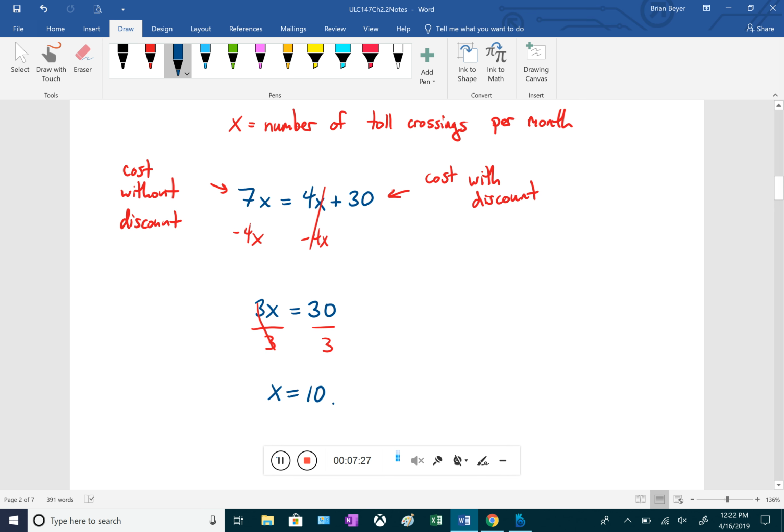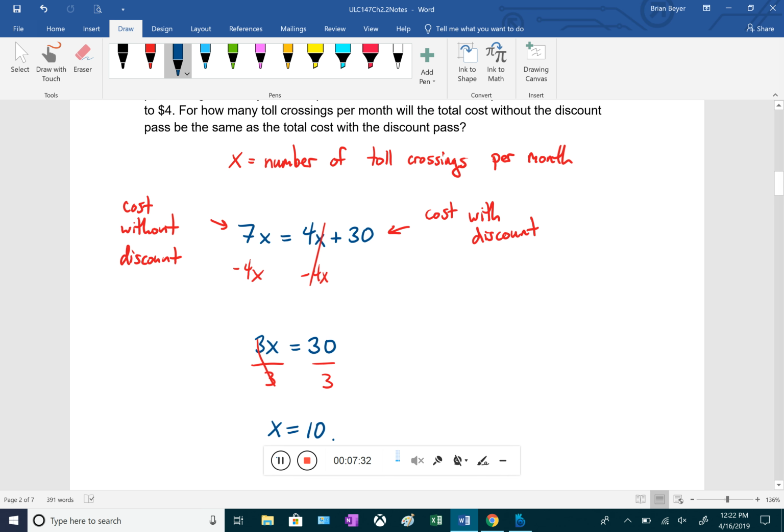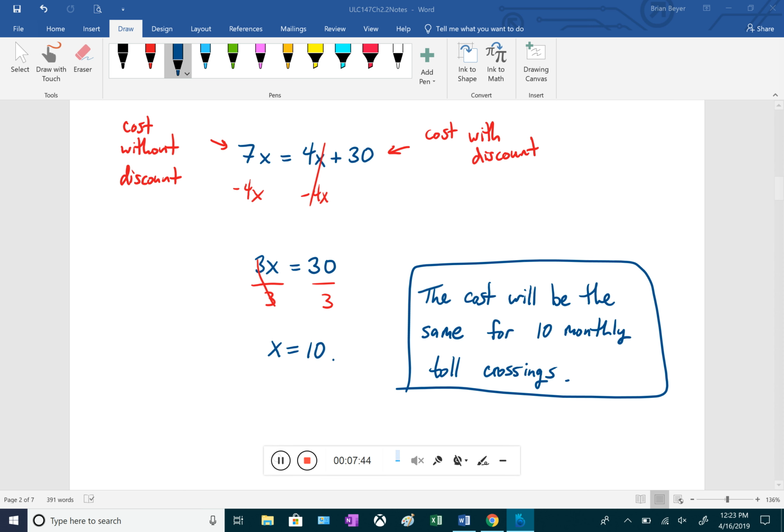So now make sure we're answering the question correctly. We want to know how many toll crossings per month will they be the same? So that is our x, so this is our answer. So we could say that the cost will be the same after 10 monthly toll crossings. Okay, so in this case, it would be worth getting the discount pass if you were crossing through that toll more than 10 times per month.